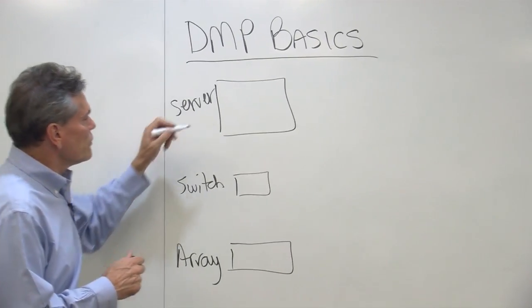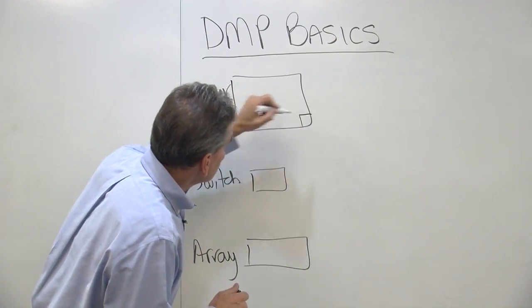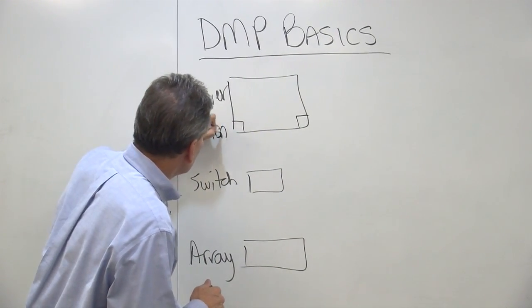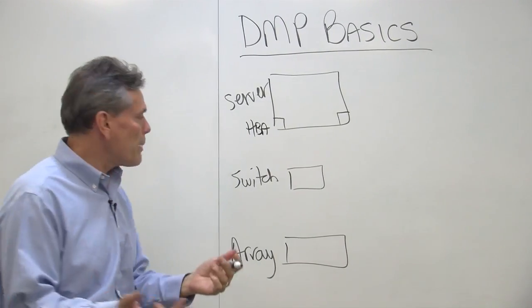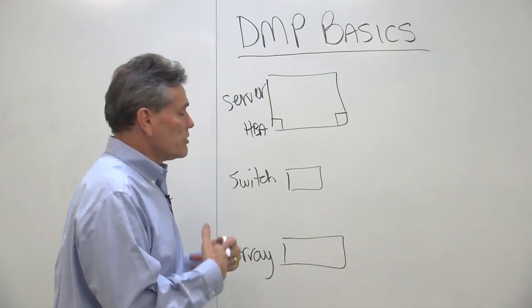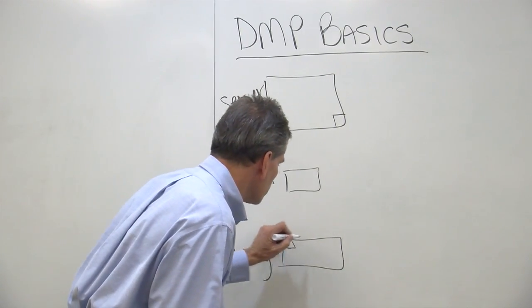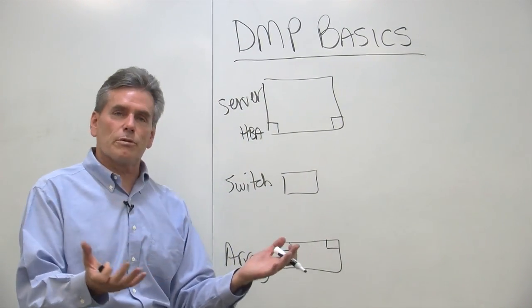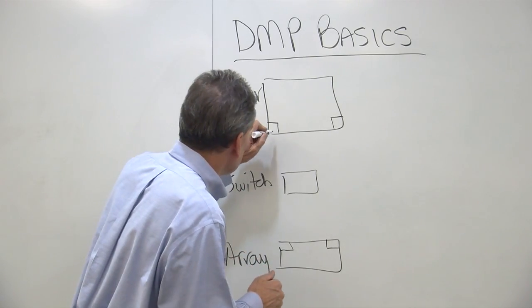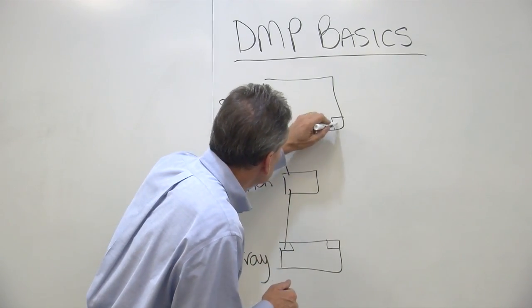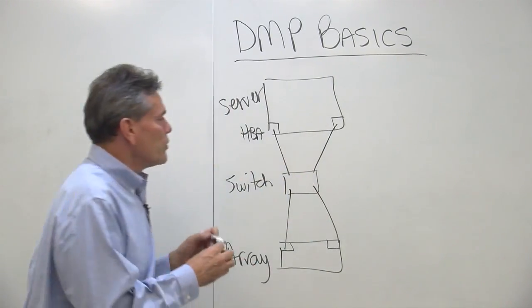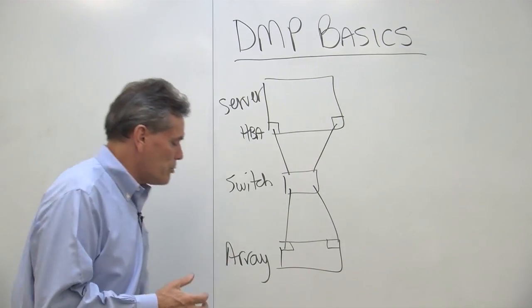They've got a server with a couple of HBAs or host bus adapters. They've got a single switch, and they've got an array with a couple of controllers. And again, this is overly simple, but it serves the point. Okay? So if we hook everything up, and again, we'll keep it simple.